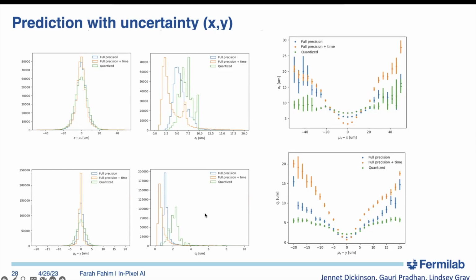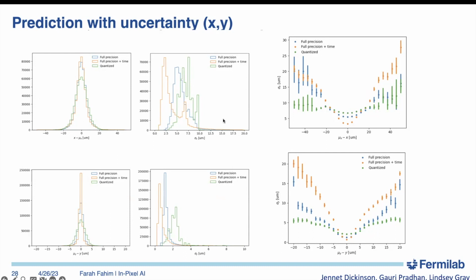You can see the same plots that we've made for the y-axis, the y direction. So this is for the X, and here is for the Y. Again, the algorithms perform much better when they have the time information, and as they get quantized, their performance deteriorates. And here is the uncertainty associated with it.